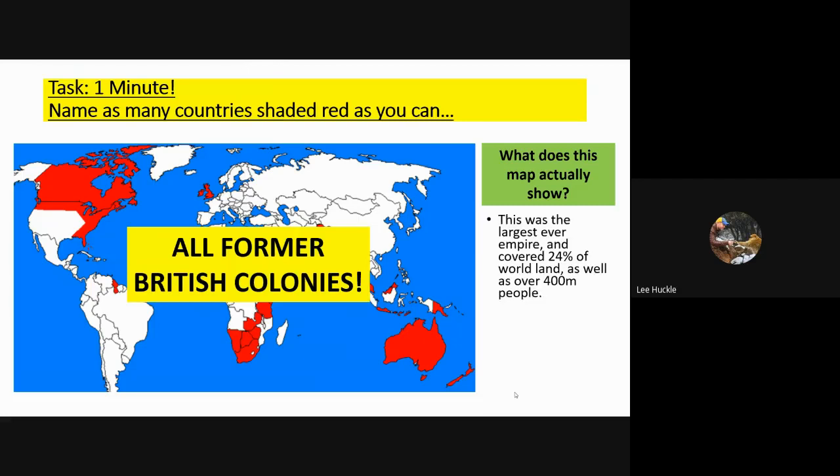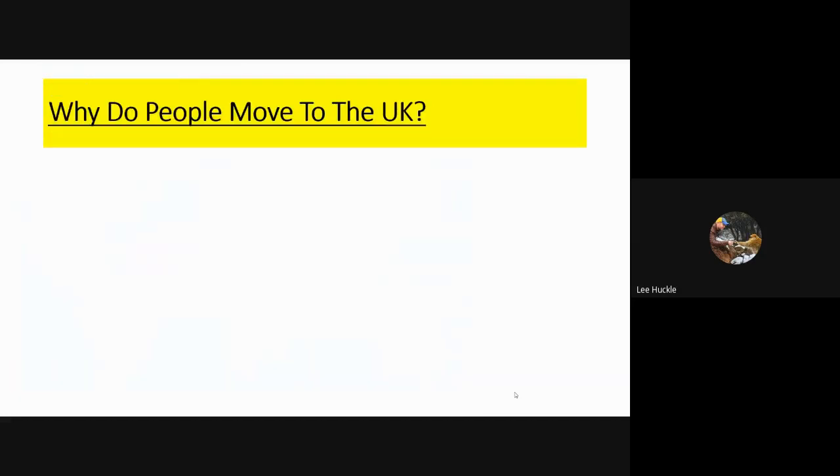And this figure here is important. This was the largest ever empire. The British Empire was the largest ever empire and covered 24% of the world land, as well as over 400 million people were once part of the British Empire. And what you'd have discussed again is it's been a significant part in the UK's migration story. And to some extent, it still is.